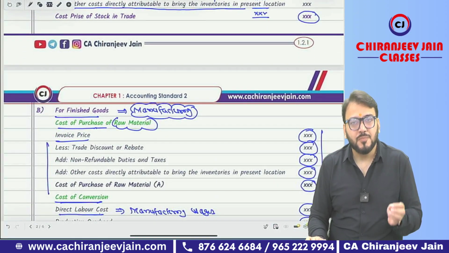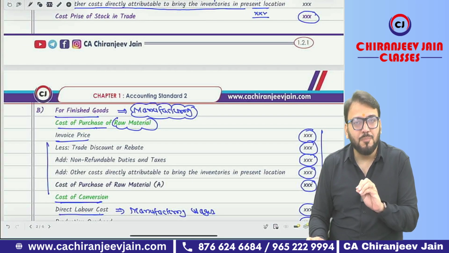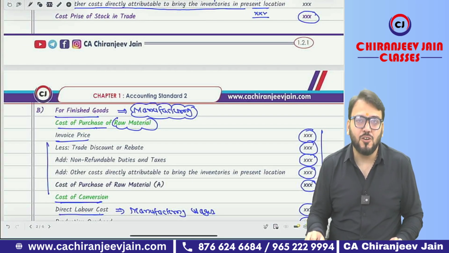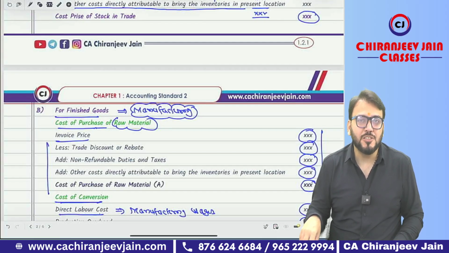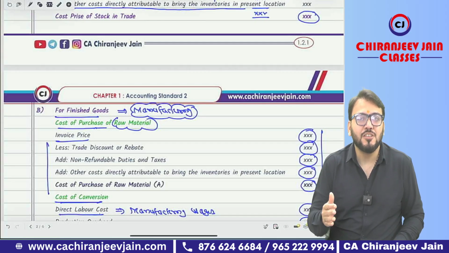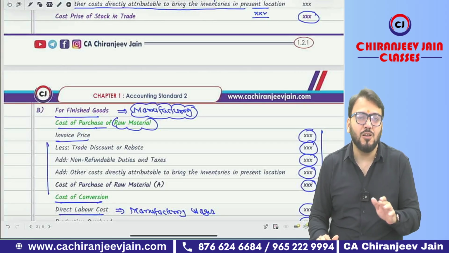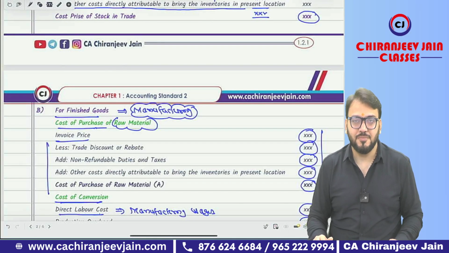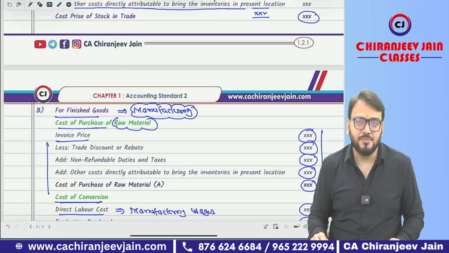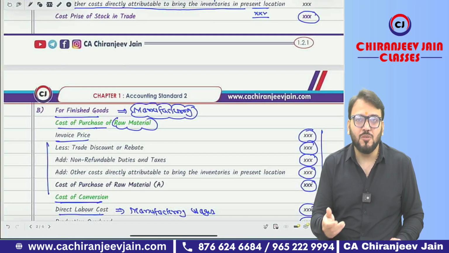Then in case of finished goods for a manufacturing organization, there are three components: cost of purchase, cost of conversion, other costs. Cost of purchase means cost of purchase of raw material. It is nothing but invoice price less trade discount or rebate plus non-refundable duties and taxes plus all the directly attributable expenses to bring the inventory to its present location. Then we'll add cost of conversion. It will include direct labor cost and production overhead.